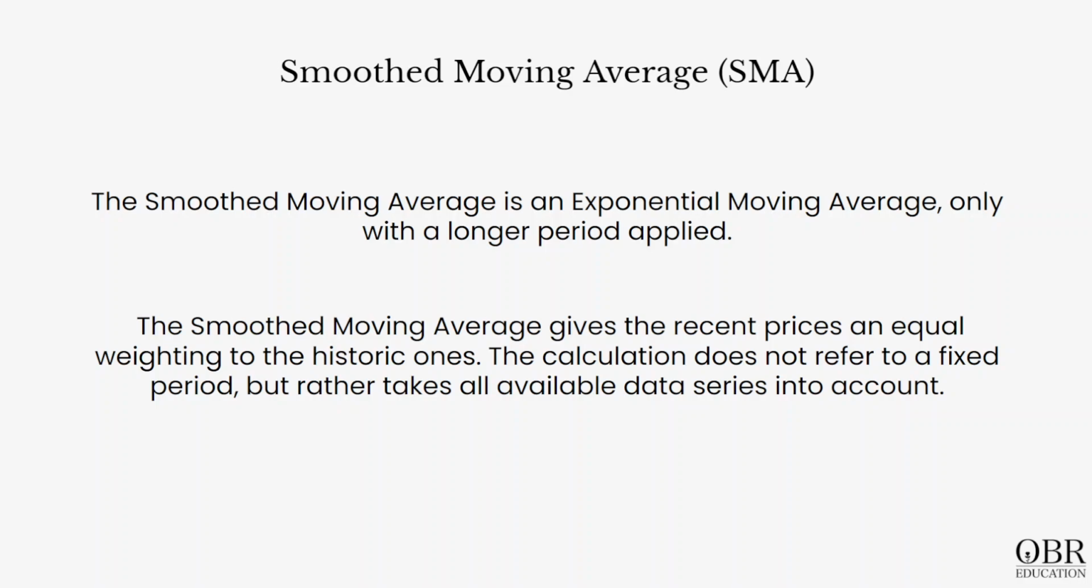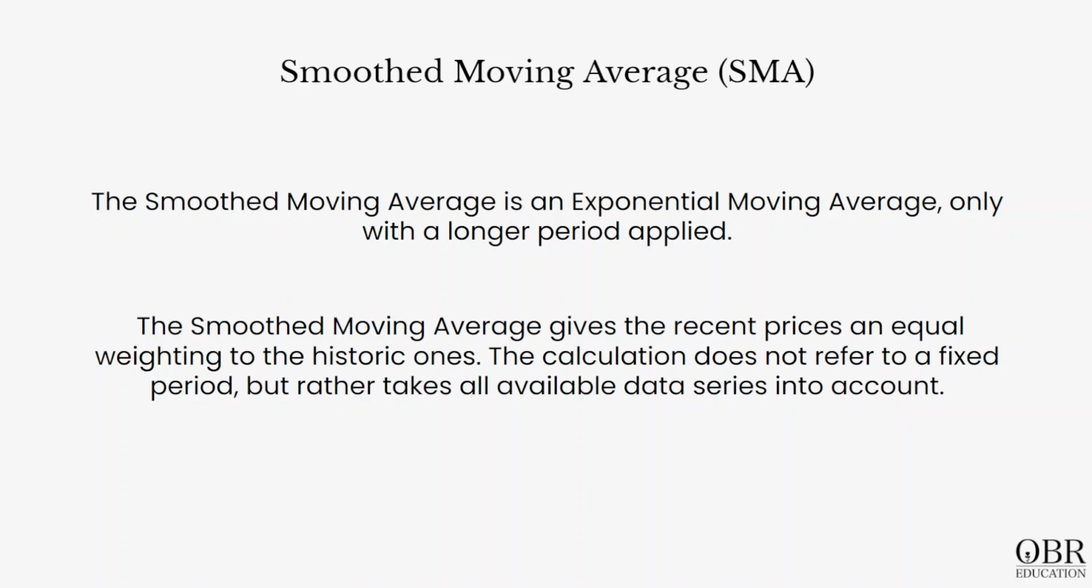Something else we wanted to keep in mind, that we were going to bring up earlier, is that essentially all moving averages are dynamic support and resistance levels. So moving into our third and a little bit more obscure moving average is the smooth moving average. The smooth moving average is an exponential moving average only with a longer period applied, and you'll notice this very distinctly in our example in the next chart. The smooth moving average gives the recent prices an equal weighting to the historic ones.